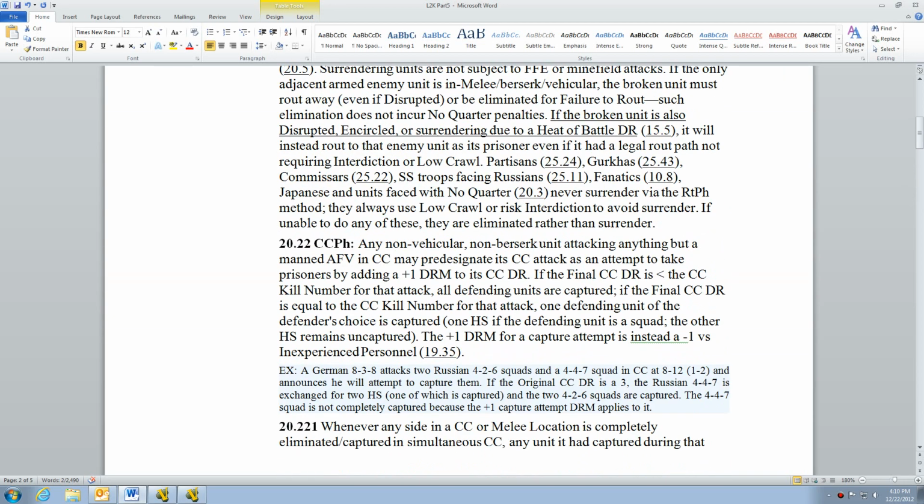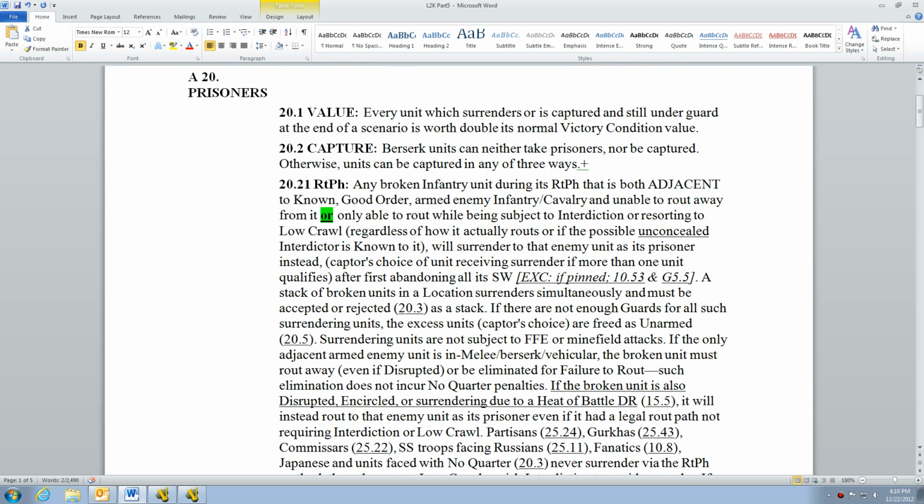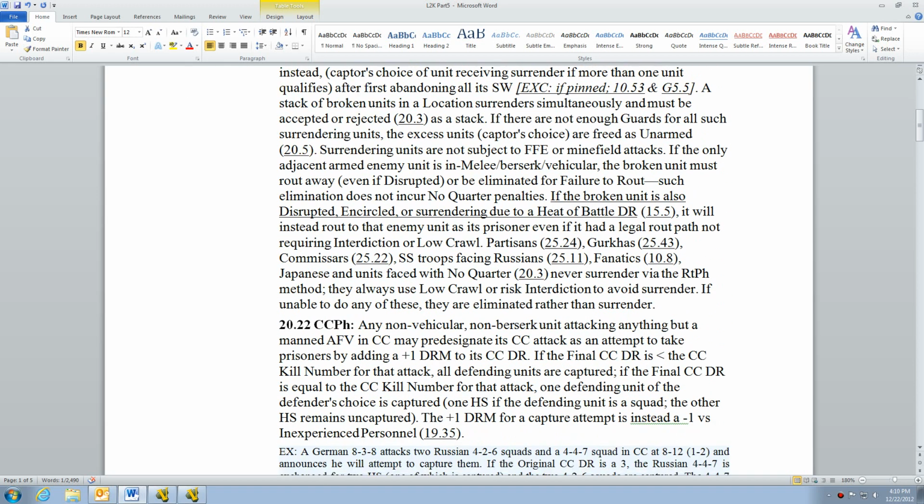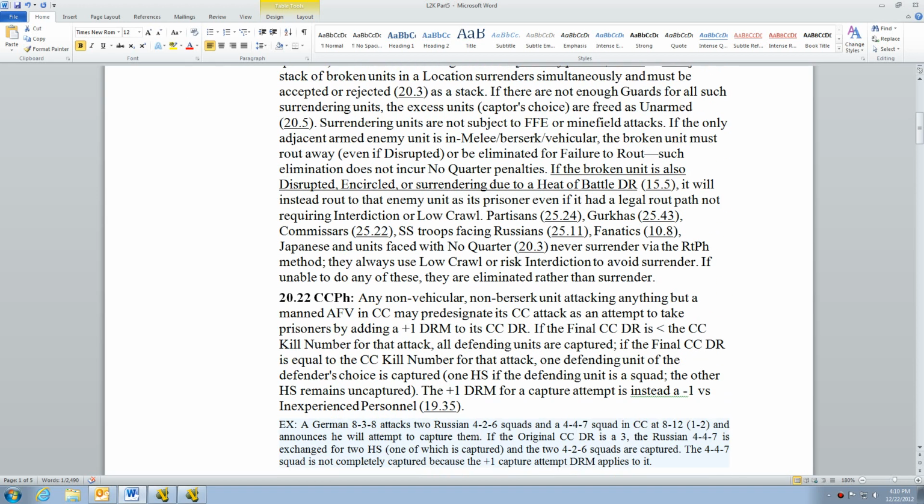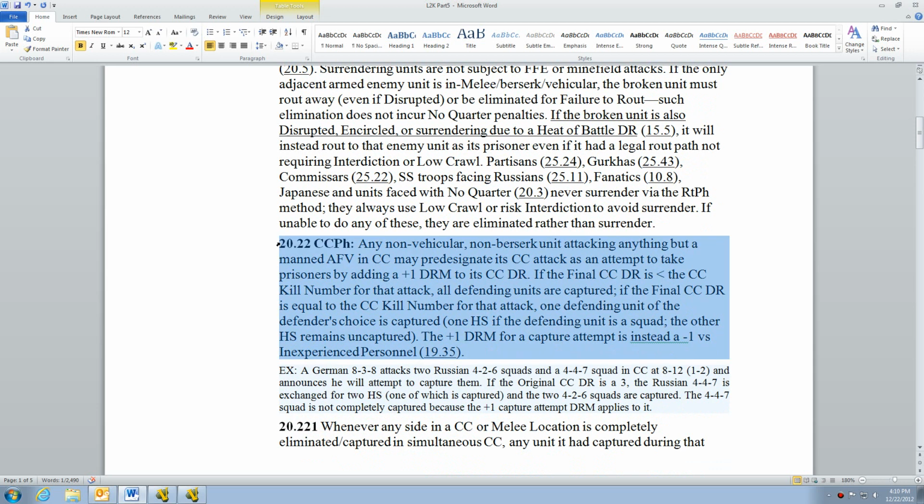So there are the rules on when a unit will surrender, 20.21, and there's also 20.22, which is kind of important too. A lot of people don't know this, but you can actually try to capture prisoners instead of eliminating your opponent's units in close combat.